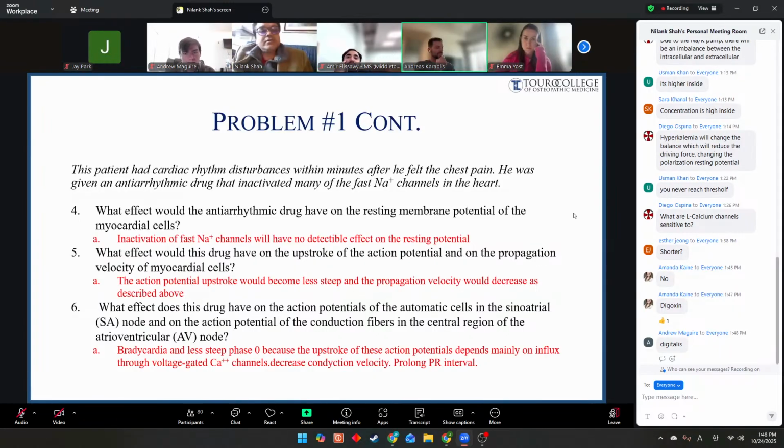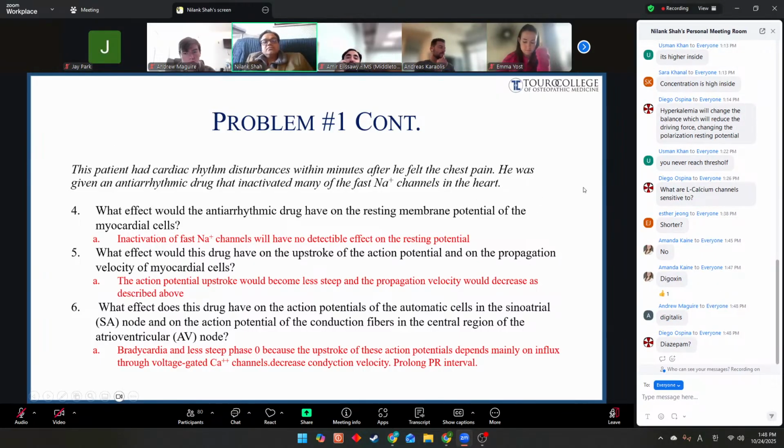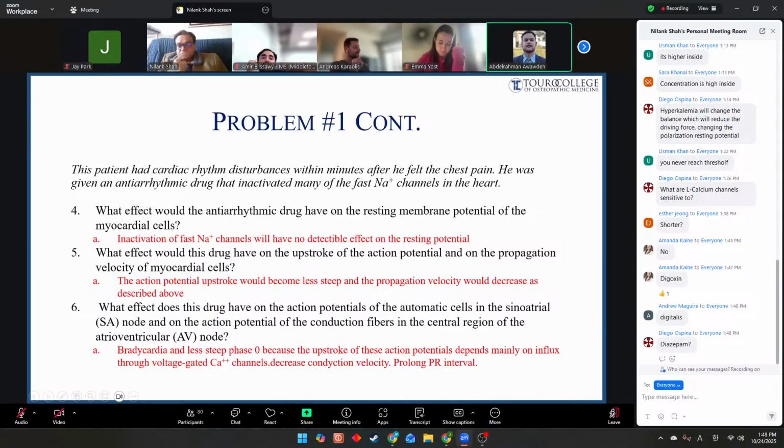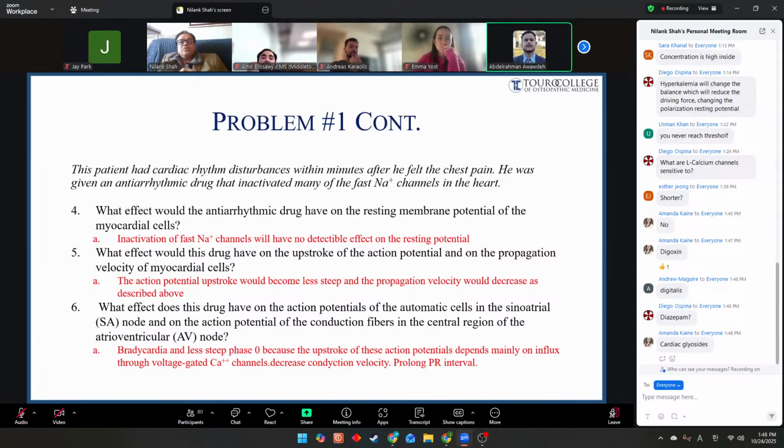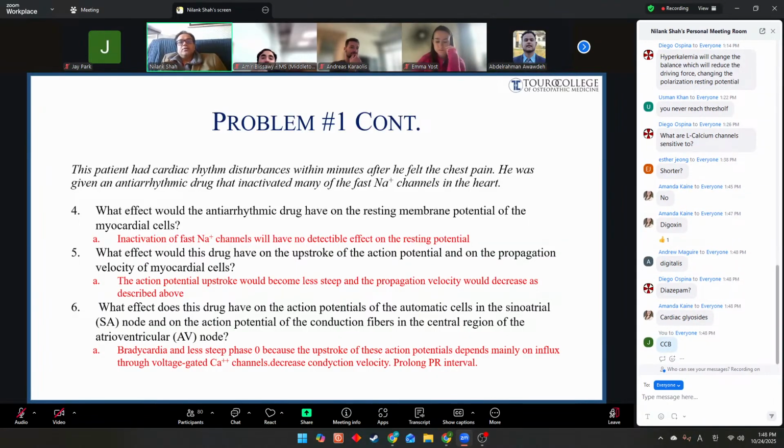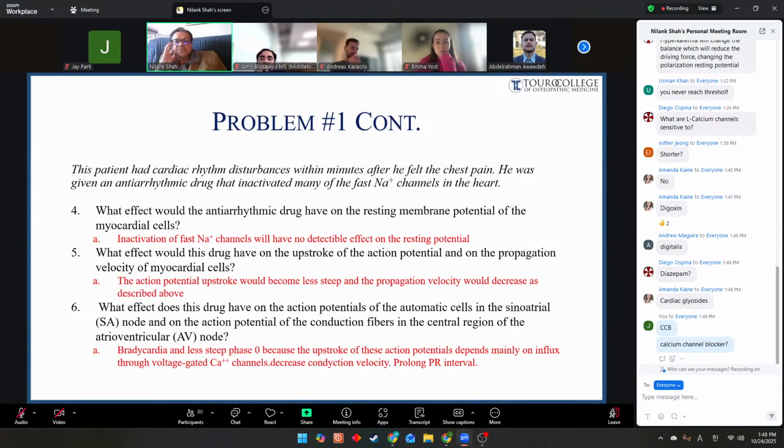It'll be a beta blocker, so maybe metoprolol, propranolol, or... Sorry, no. Glycosides. I mean, we use beta blocker, but not for ventricular fibrillation or tachycardia. Say that again. Cardiac glycosides. I'm sorry, your voice is cutting off. Say that again. Cardiac glycosides. You said cardiac glycoside?